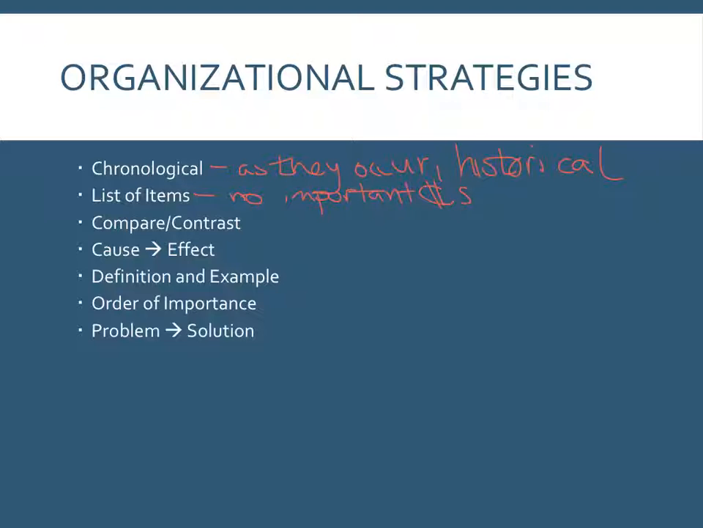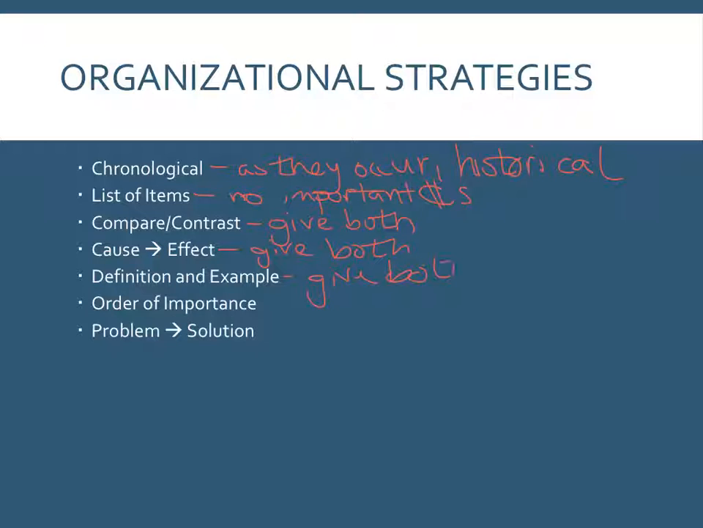That's a symbol for paragraphs right there for you. Compare, contrast: make sure that you give both a comparison and a contrast. Cause and effect, again, give both. Definition and example, give both.